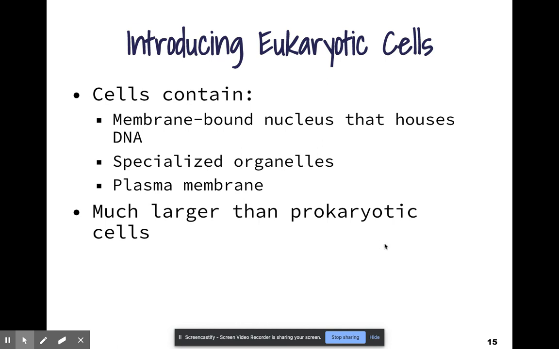So what's the difference between a eukaryotic and a prokaryotic? So remember, a eukaryotic cell has a membrane-bound nucleus, so it has a nucleus, it has organelles, and it has a plasma membrane, okay? Whereas a prokaryotic cell has no nucleus and no organelles.